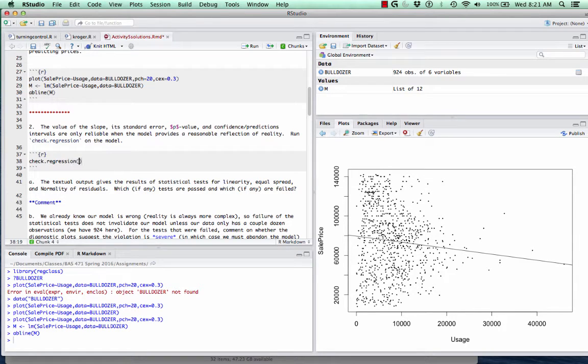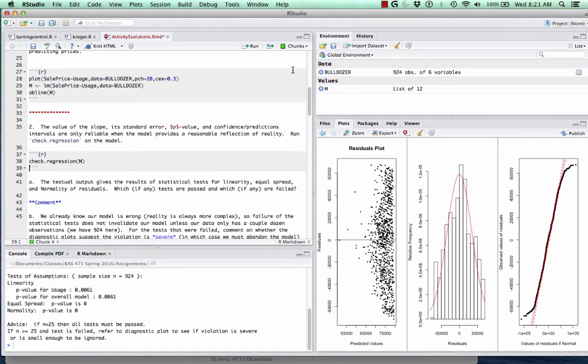Now, I've written a command called check regression, which will go through all of the aspects of the analysis for us. The first thing we do is look at the statistical tests for the assumptions. The statistical tests are of limited use because we know going into this that our model is wrong, so when we fail a statistical test, that's not telling us anything new. We just have to make sure that the model isn't too wrong to use. However, if we start out with the statistical tests and we pass all of them, then we're good to go. We know that our model is reflecting reality reasonably enough for us to use.